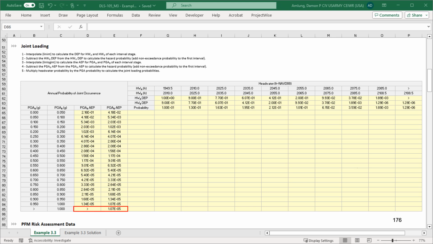Like for the headwater at the top of the table, the PGA intervals were given to us. If we'd been required to generate these intervals on our own, we would have used the same discretization procedure described in Module 2, just like we did for the headwater a few slides ago. Subtract the AEP for PGA B from the AEP of PGA A, but include the non-exceedance probability in the first cell, which is equal to 1 minus the AEP of PGA A. And again, the last probability in the column will be for the exceedance probability.